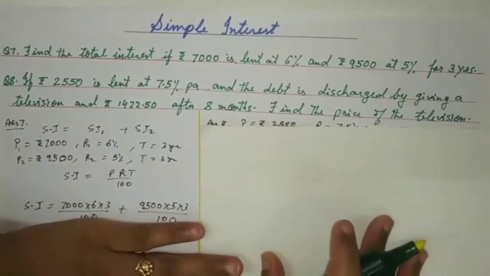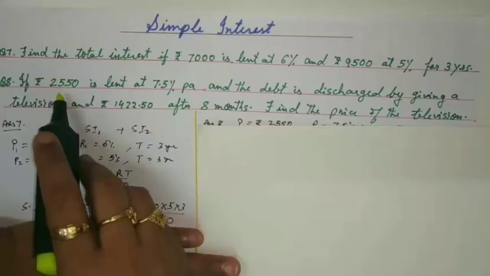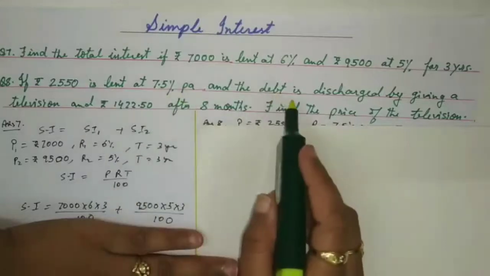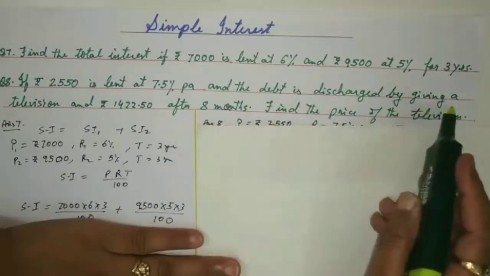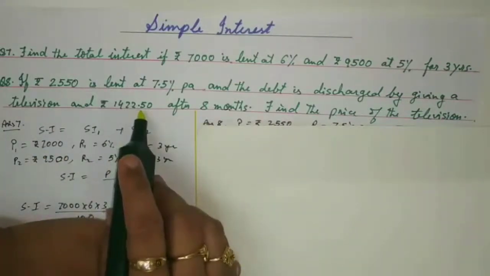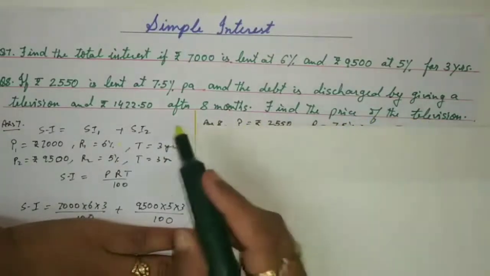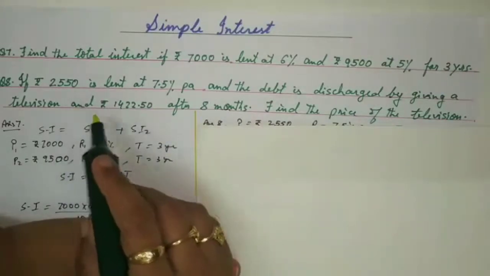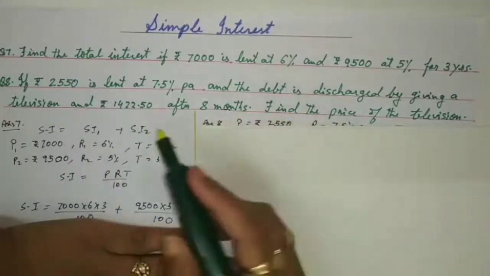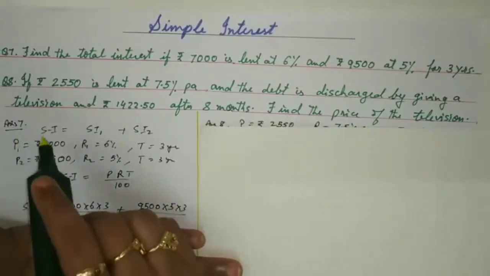Okay, so we go to the next question. If rupees 2,550 is lent at 7.5% per annum and the debt is discharged by giving a television and rupees 1,422.50 after 8 months, find the price of the television. So the question is, a particular person lent some money at 7.5% per annum for 8 months, and while paying the amount, he could not pay the entire money. He paid a television and some money. So the point is, what is the cost of the television?